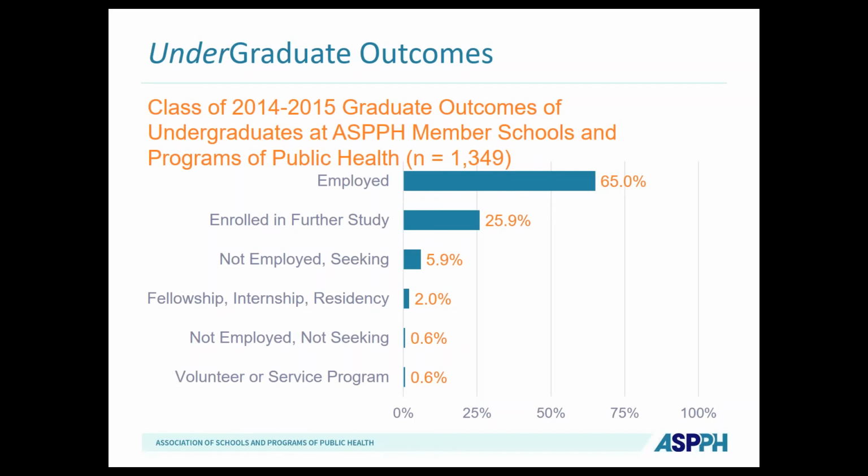So this past year, we collected this information, and what you're looking at here is the graduate outcome of undergraduates as reported by our member schools and programs of public health. I did not include the undergraduates for which there was no known outcome. What you can see here is that out of almost 1,400 undergraduate graduates, 65% are employed and 26% are enrolled in further study. And you can probably guess, the number enrolled in further study is much higher for undergraduates than it is for graduates. At the graduate level, it's about 14%, and the employment level for graduates is about 77%.